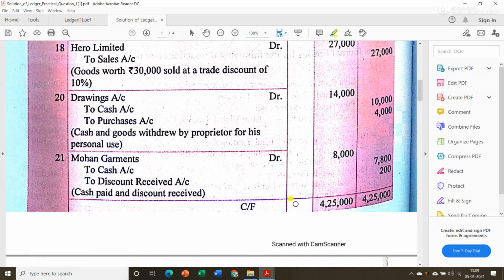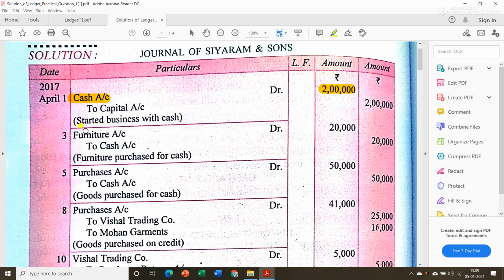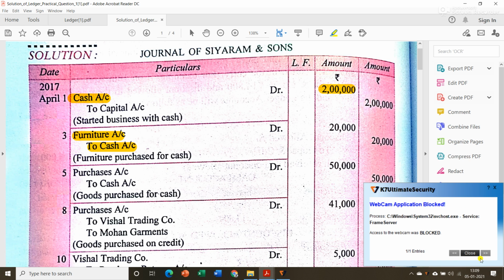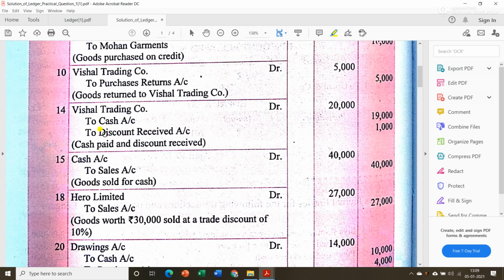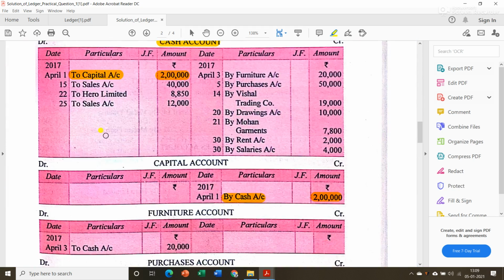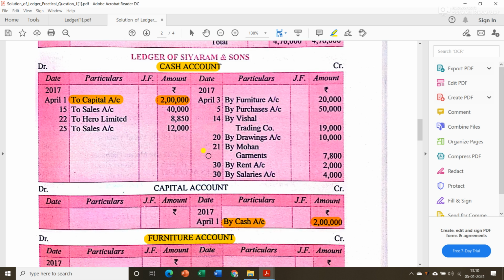Okay, then next transaction, we have purchased office furniture for cash rupees 20,000. So for that we will pass journal entry furniture account debit to cash account. So the first account that we have in our journal entry is furniture account. So again we will leave some space and we will prepare furniture account, and on the debit side we will write to cash account 20,000.